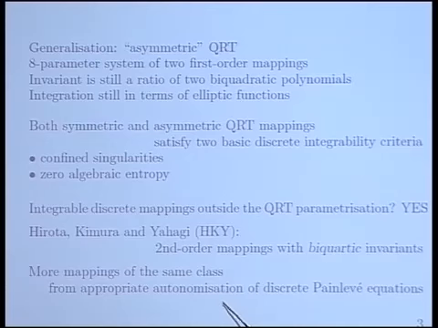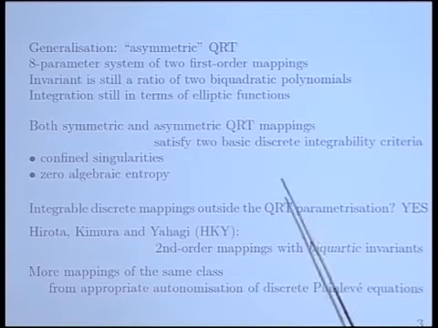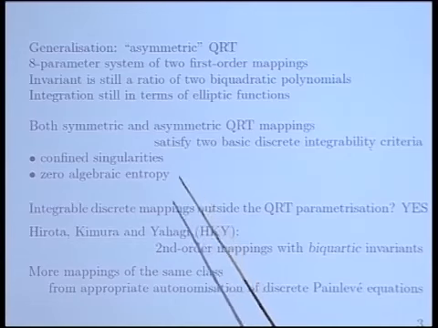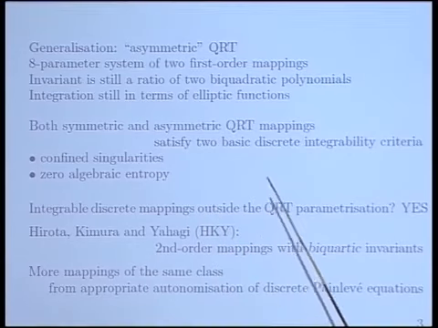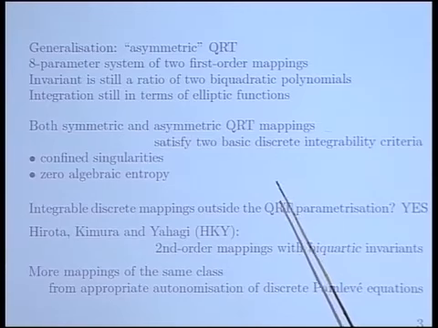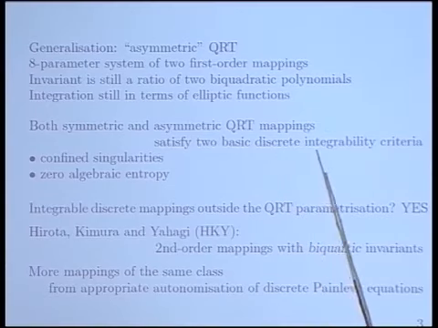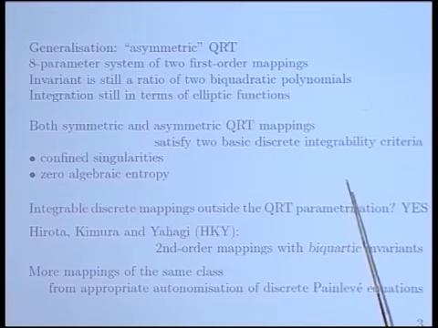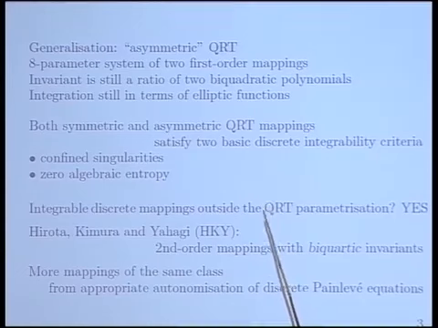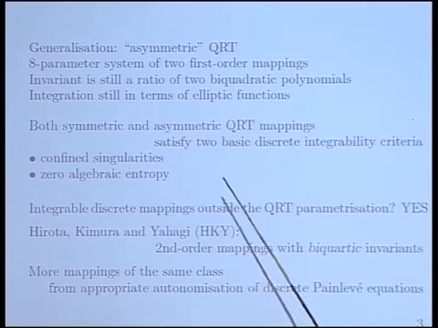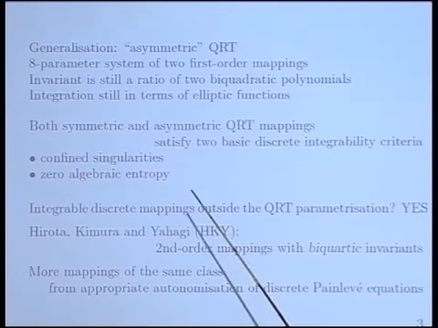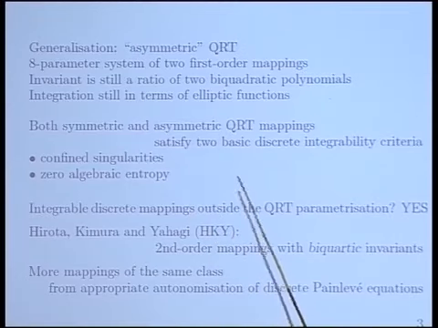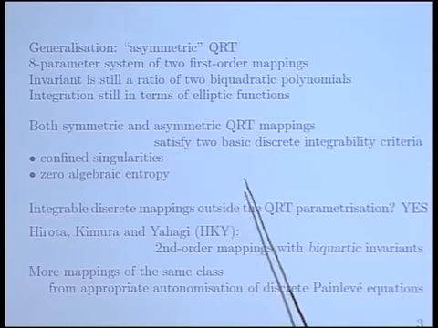Now, why am I speaking of deautonomization? Because the QRT mapping doesn't contain the independent variable explicitly. It only enters through the index of the dependent variable, but there's no explicit dependence of the equation on the independent variable. But if you try to change it a little bit by allowing the independent variable to enter the equation, what you find is what were called the discrete Painlevé equations.